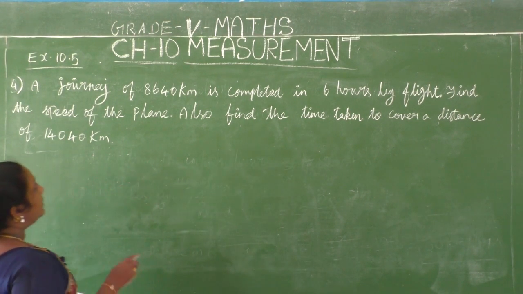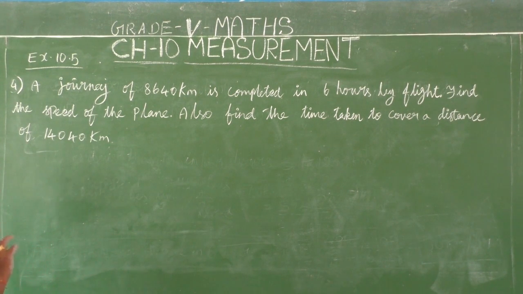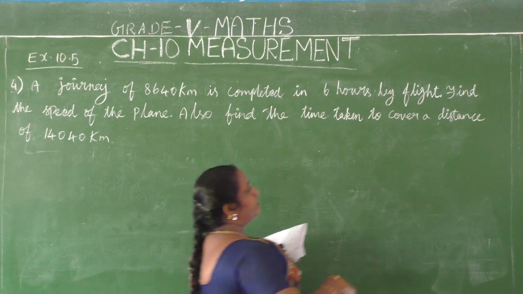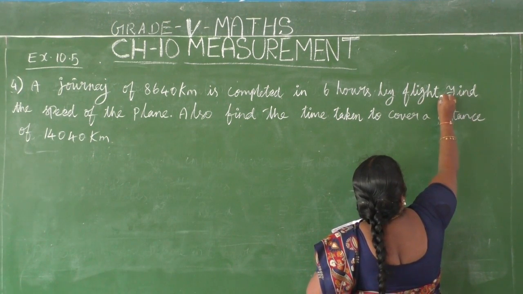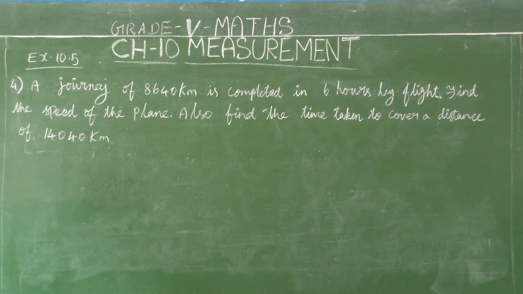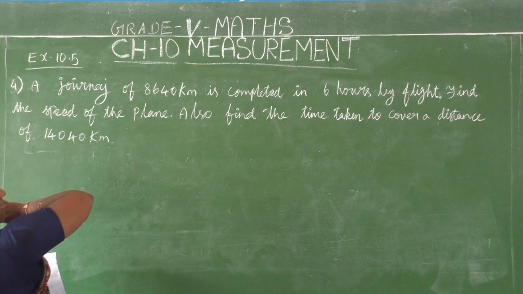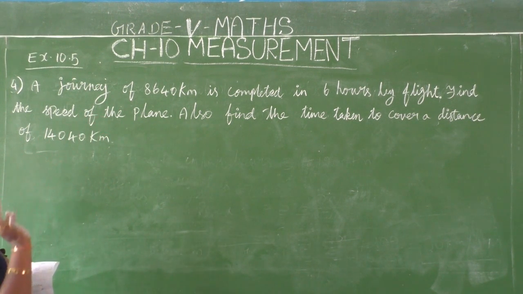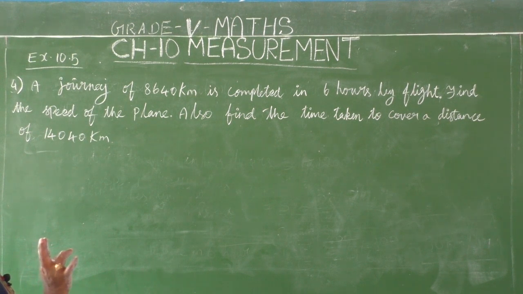Here in this one more time I will read the question first. A journey of 8640 kilometer is completed in 6 hours by flight. Here full stop ma. By flight. Find the speed of the plane. So first one we have to find the speed of the plane. They gave the timing and the distance also. We are going to find the timing. No, speed. For the first one we are going to find the speed.